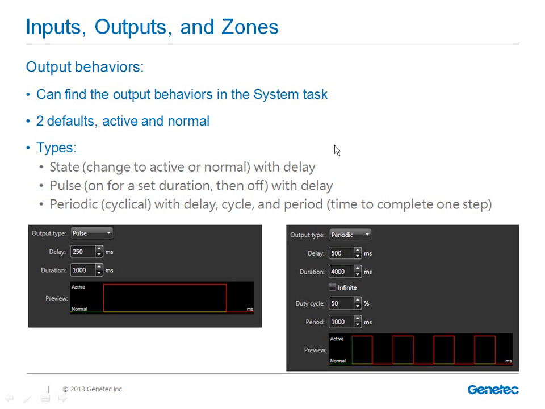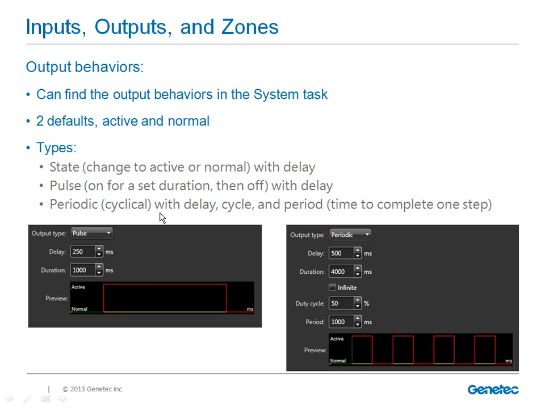Now if you create additional output behaviors, you can specify what type of behavior you want to perform on the output. There are three types of them here, starting with the state, which is our basic active or normal indefinite state change. You can also specify a delay to say how long it waits until it changes the state. Now the next one here is pulse, which we have an example here, which also has a delay before it sets the output to an active state, and then returns it to normal at the end of the output behavior duration, and that's also configurable.